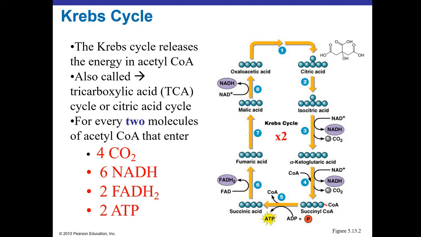Again, because we put in 2 acetyl-CoA, we can make the Krebs cycle go around twice. So everything we see in the cycle gets multiplied by 2. So if we look at our bookkeeping, we have 4 CO2s, 6 potential energy in the form of NADH, 2 potential energy in the form of FADH2, and 2 ATP.